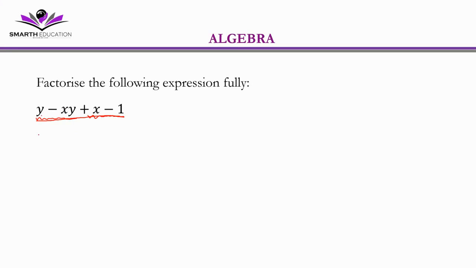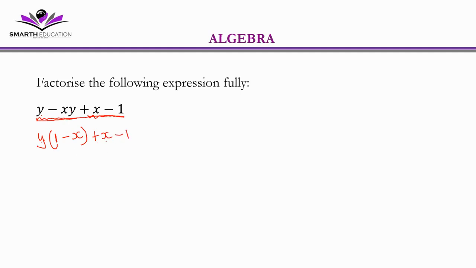We can factor out y. Y divided by y will remain with 1. Negative xy divided by y will remain with negative x. And then here we have x minus 1 like this.